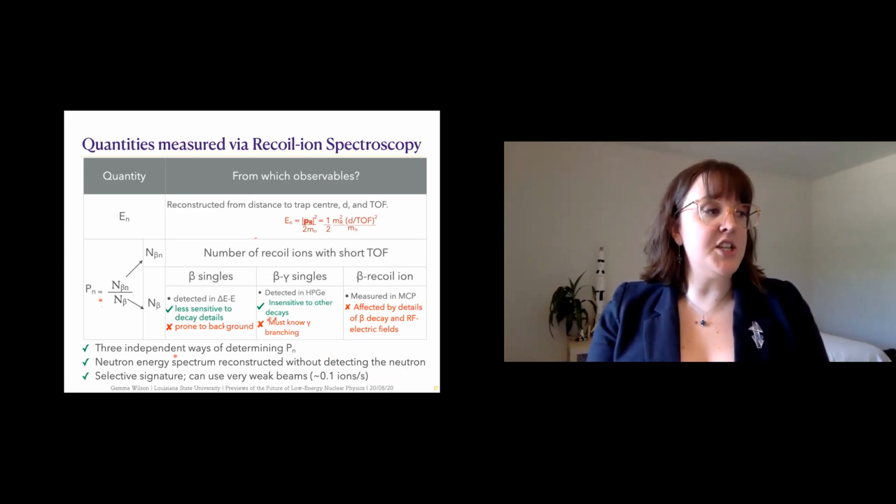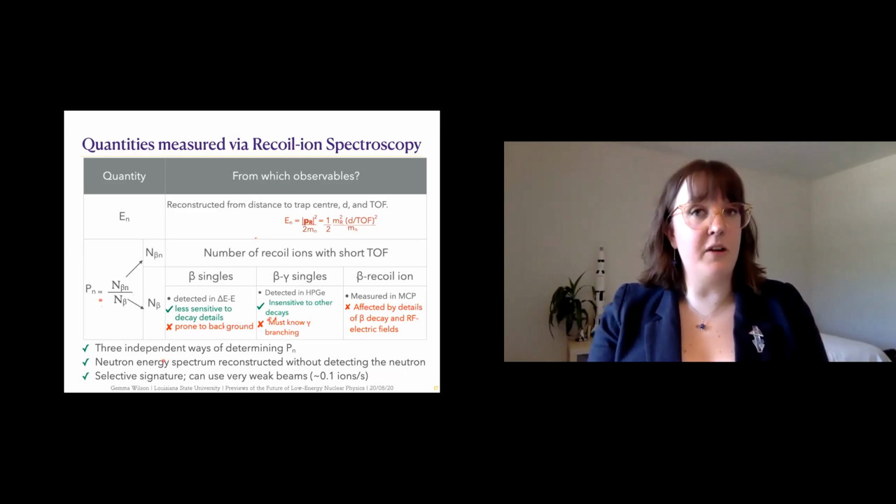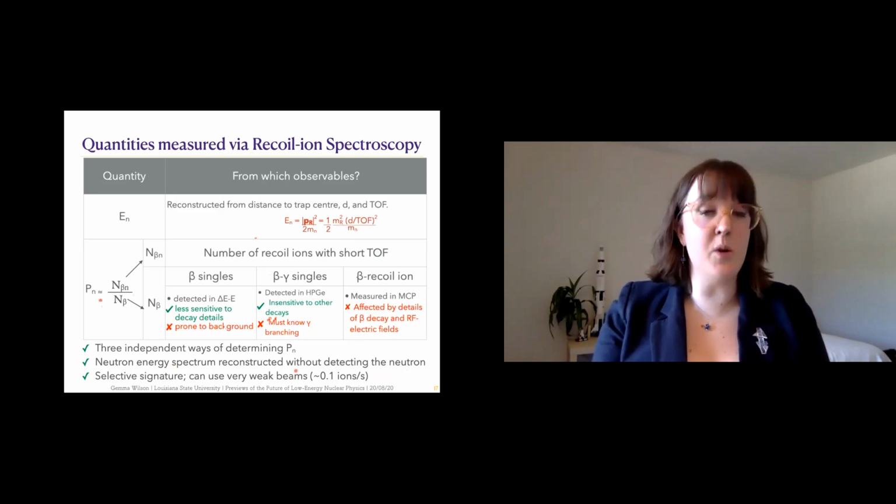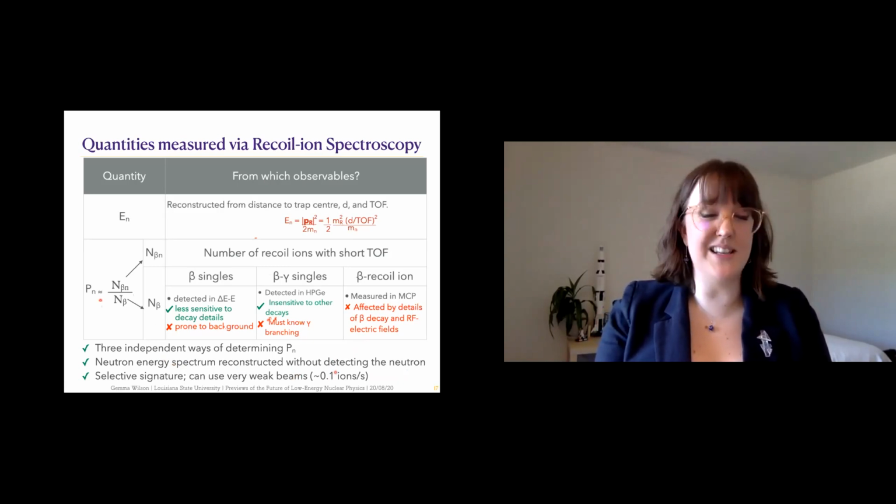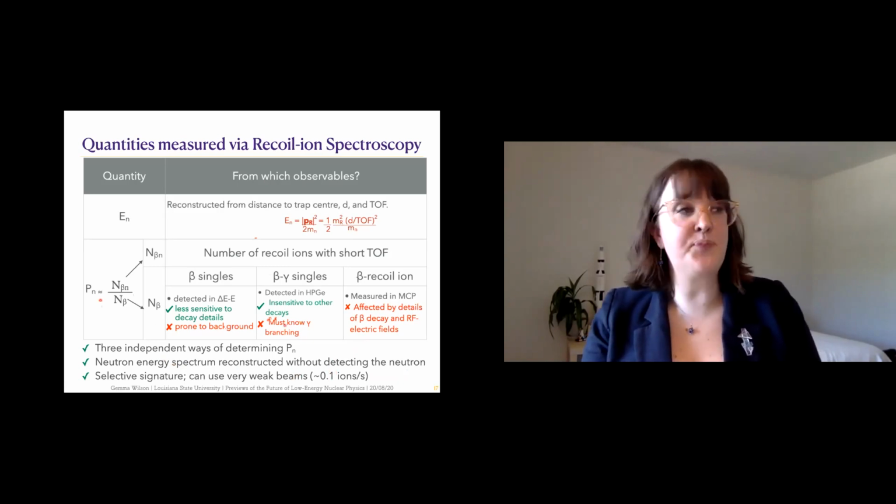These signatures are very selective. So we're looking for a very clean signal with very low background, and we can use very weak beams to look at this. So a lower limit is around 0.1 ions per second.